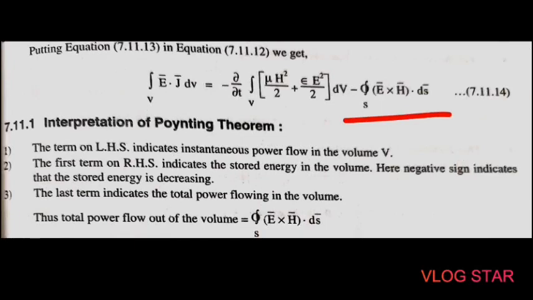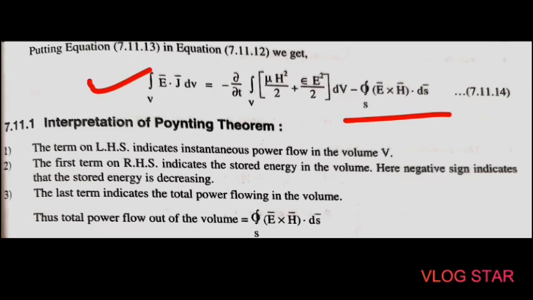Okay, so from this equation we can observe that the term on the LHS indicates the instantaneous power flow in the volume V, that is nothing but the integration over V of E bar dot J bar into dV, and the first term on the RHS indicates the stored energy in the volume.